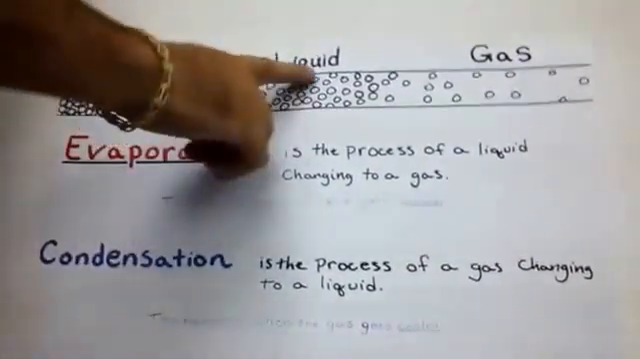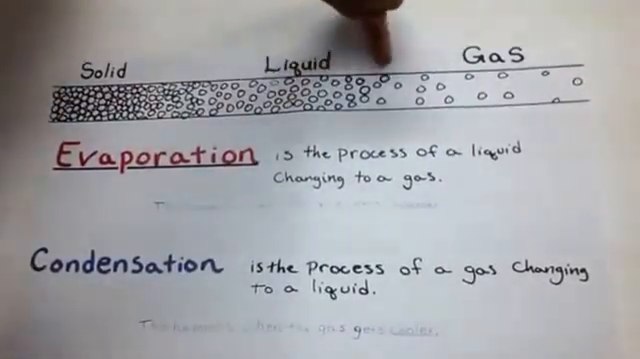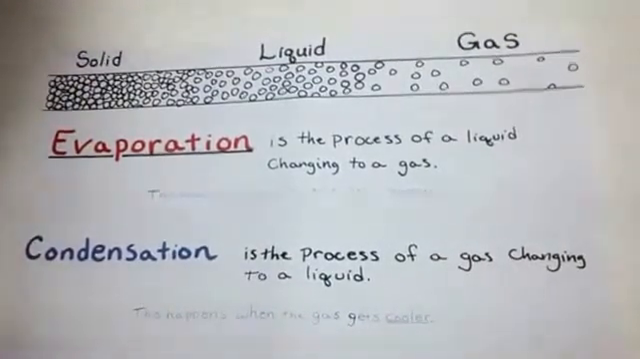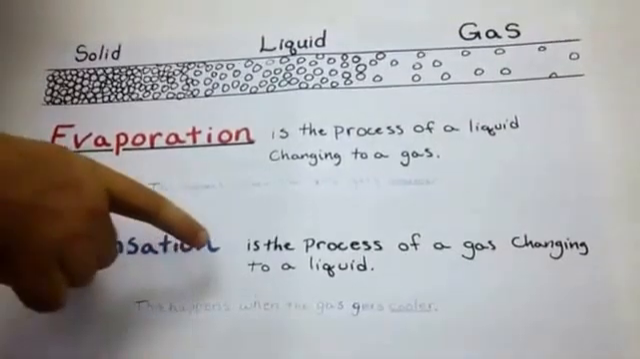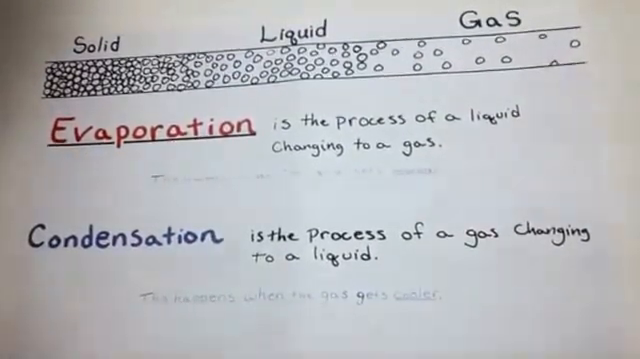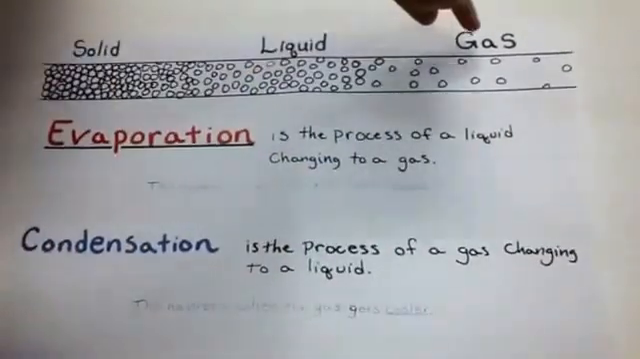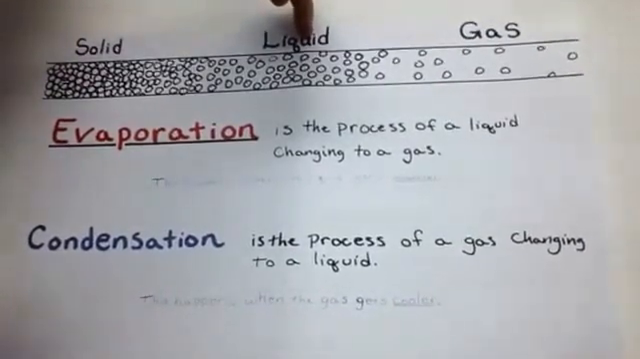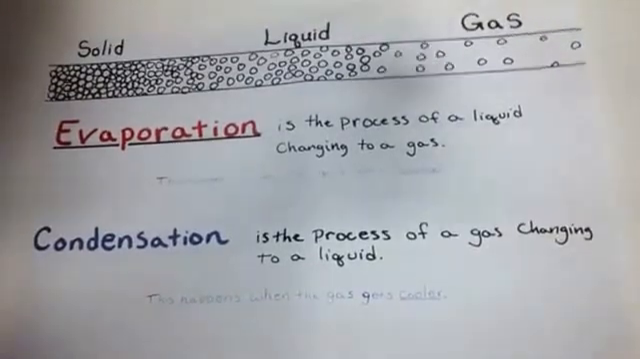Evaporation is the process of a liquid changing to a gas. This happens when the liquid gets warmer. Condensation is the process of a gas changing to a liquid. This happens when the gas gets cooler. When gas gets cooler, it changes to a liquid and condenses. When liquid gets hotter, it changes to a gas and evaporates.